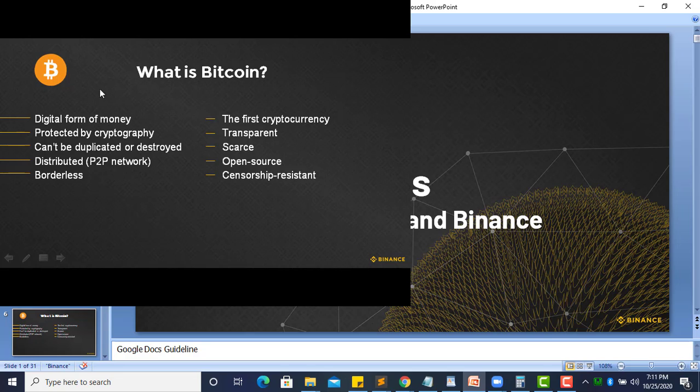We have many other types of cryptocurrency. We have Ethereum. Ethereum is also another form of cryptocurrency. So Bitcoin is one application of the rules of cryptocurrency.